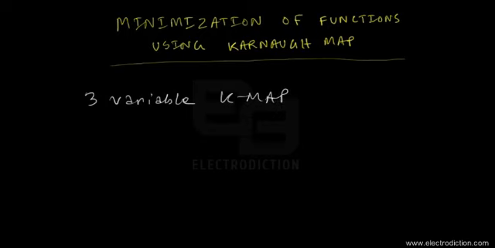Let's say we have a function that's given by f equals sigma, small m, and the numbers inside the bracket would be 0, 2, and then 3, 4, 5, and 6. Well, as I explained in the previous tutorials, these numbers that you can see over here actually represent the cell numbers of the various cells that are present on the Karnaugh map.